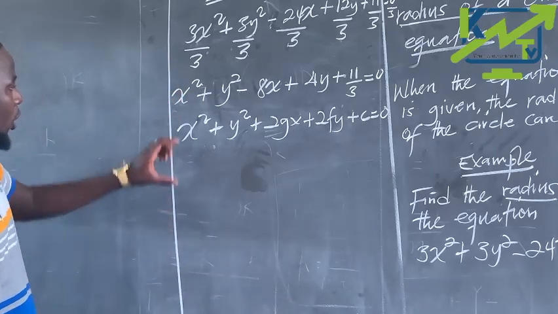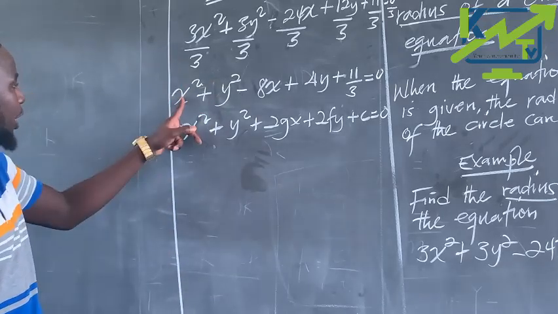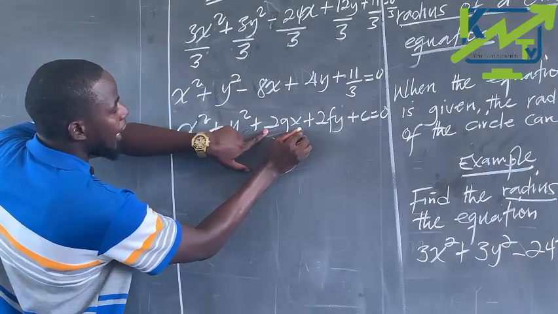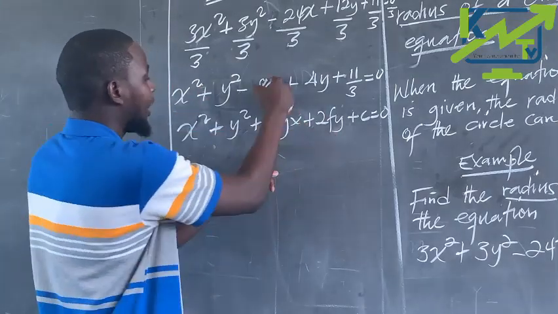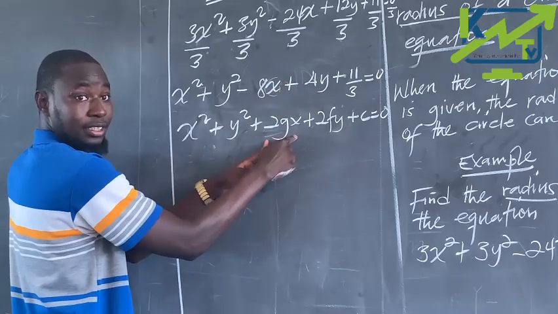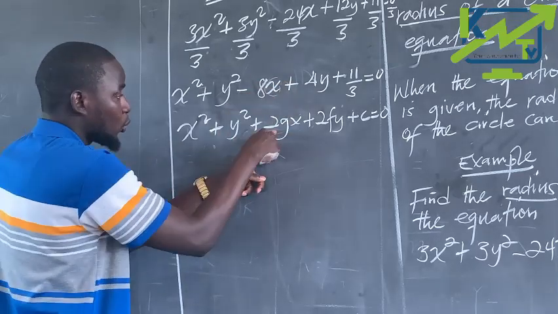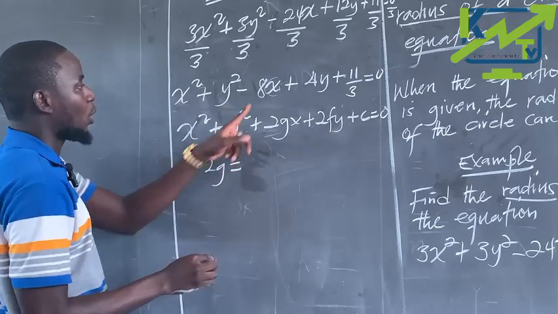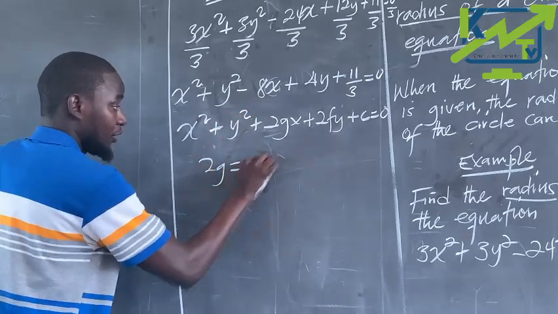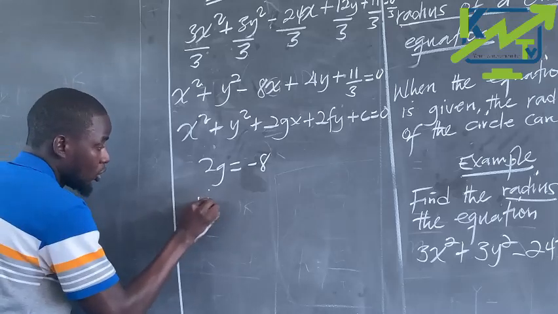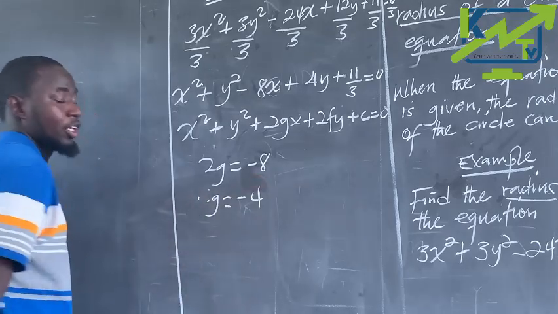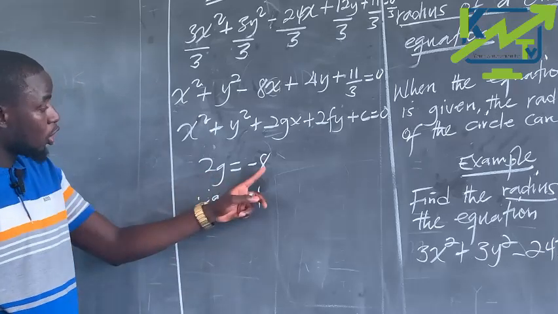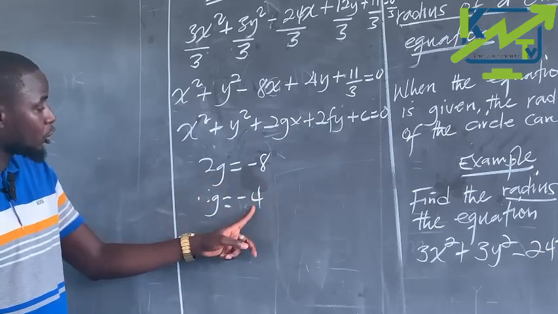When you compare them, you see x squared here and y squared here. Now comparing the 2gx with the term in x, 2g is going to be equal to negative 8. Therefore g is going to be negative 4, because if you divide everything by 2, 2 goes into negative 8, which is negative 4.